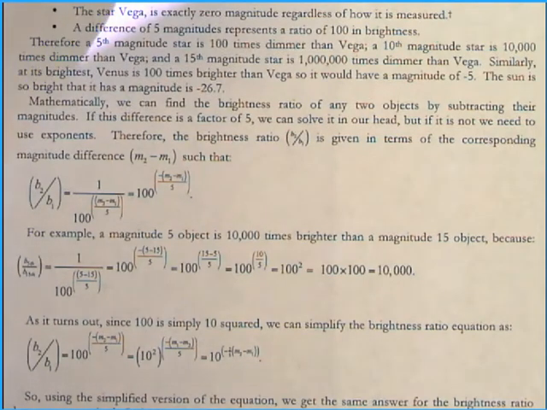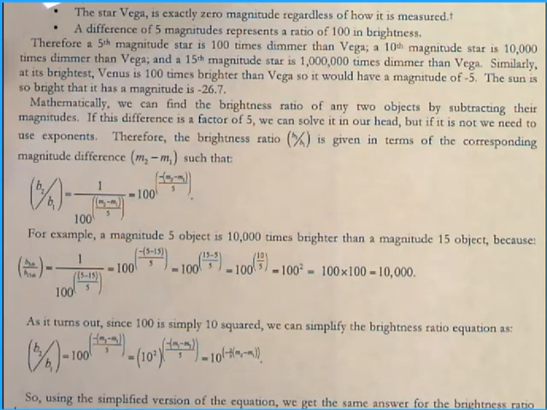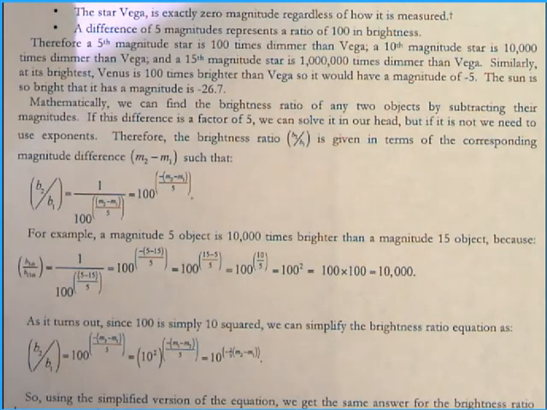Therefore, a 5th magnitude star is 100 times dimmer than Vega. A 10th magnitude star is 10,000 times dimmer than Vega, and a 15th magnitude star is 1,000,000 times dimmer than Vega. Similarly, at its brightest, Venus is 100 times brighter than Vega, so it would have a magnitude of -5. The Sun is so bright that it has a magnitude of -26.7.